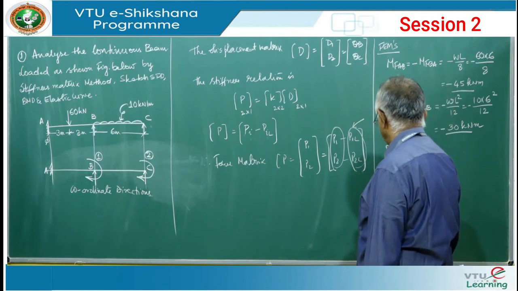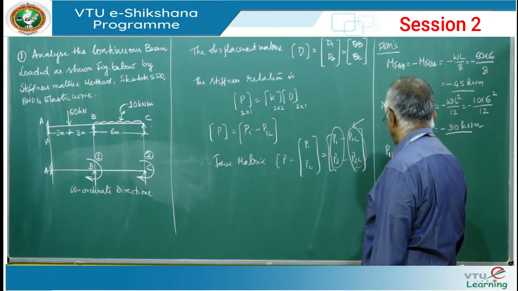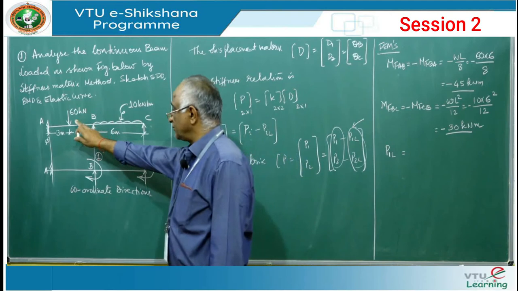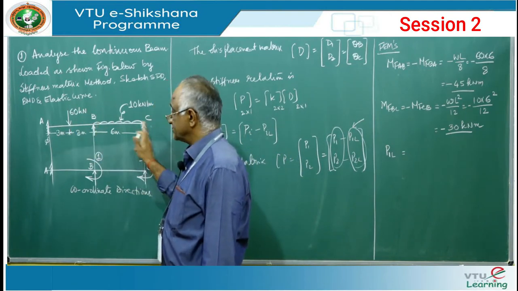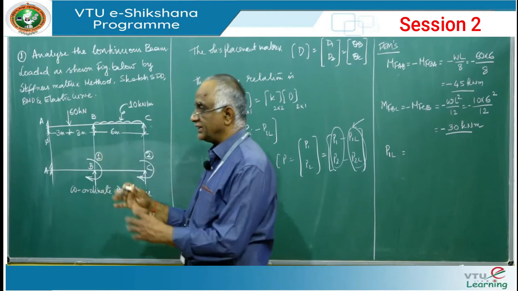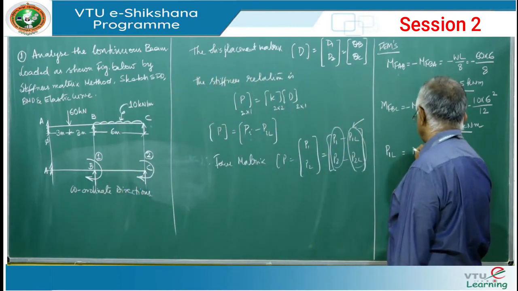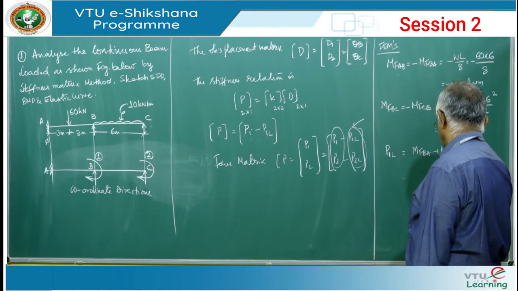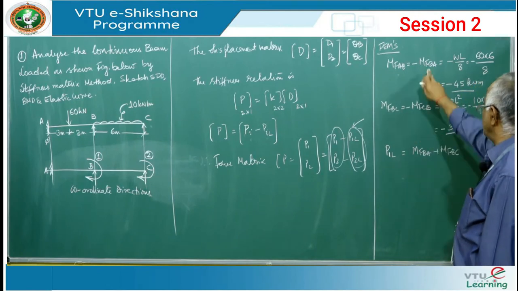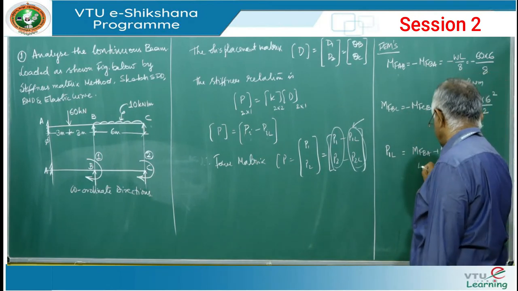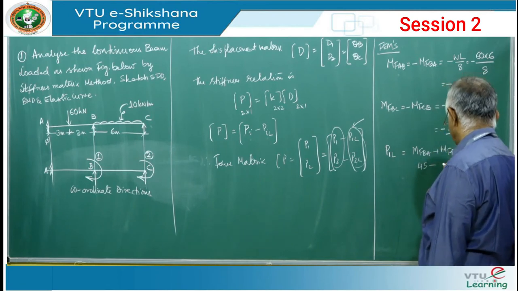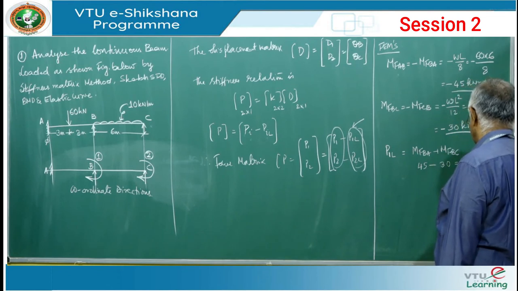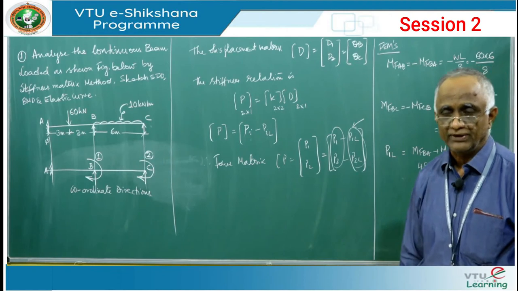Your P1L, P1 corresponds to your coordinate direction 1 and L corresponds to the applied load. So at B, I have two values of fixed end moment. One is from AB, the other one is from BC. So MFBA plus MFBC together will be your P1L. What is MFBA? MFBA is minus, and minus it is plus 45. And MFBC is minus 30. So it is equal to plus 15 kilonewton meter, the value of P1L.